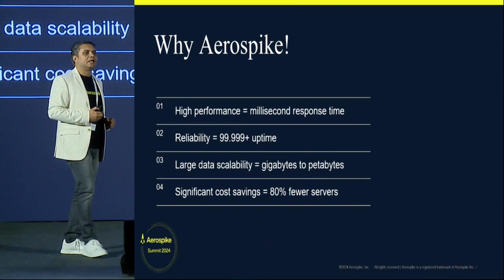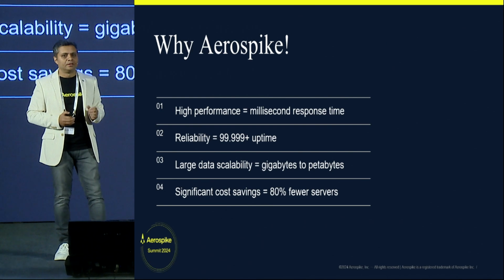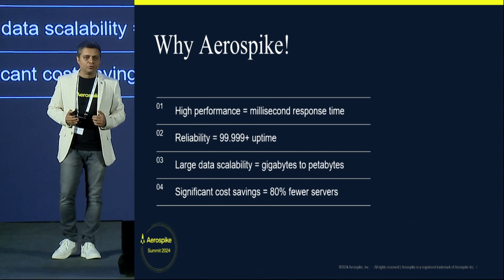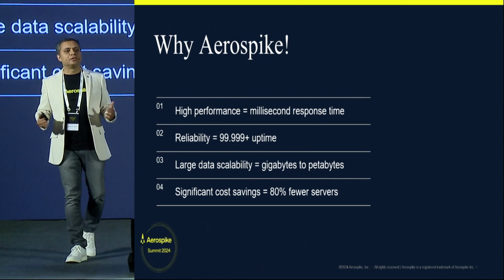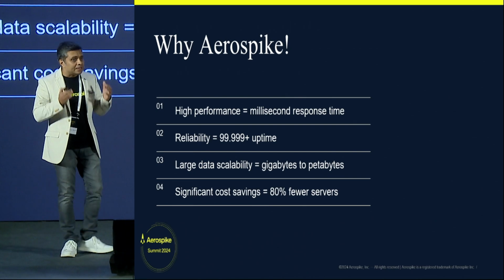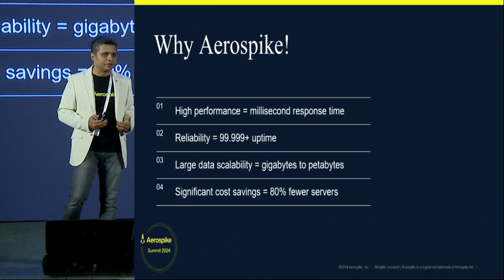And when I talk about scale, I'm not talking of GB scale or TB scale. We're talking of petabyte scale here. The customers who have deployed petabytes of data on Aerospike, and we'll talk about a few of them today. And last and most importantly, because we are built on the hybrid memory architecture, the founder is here who built it, it gives you massive savings in terms of cost because the infrastructure footprint goes down significantly.